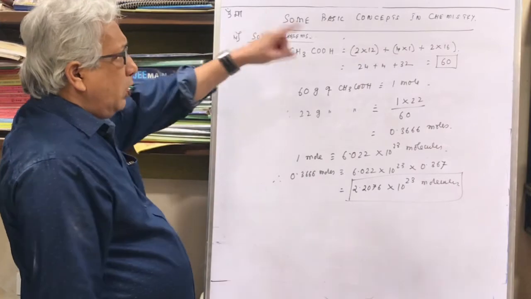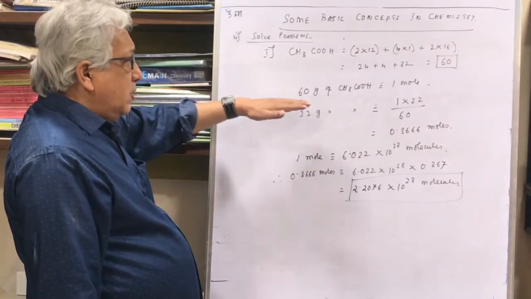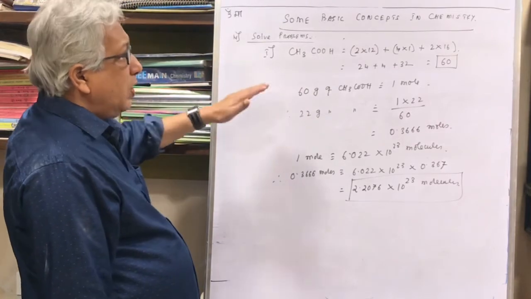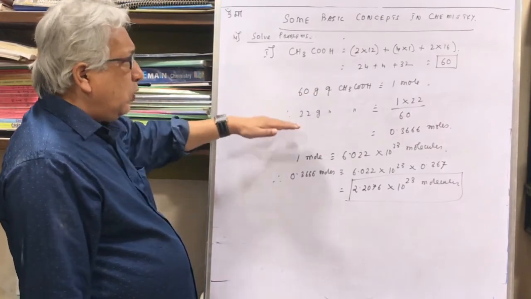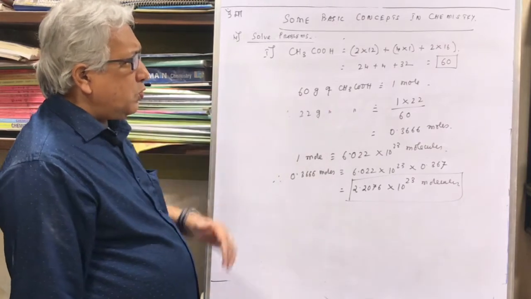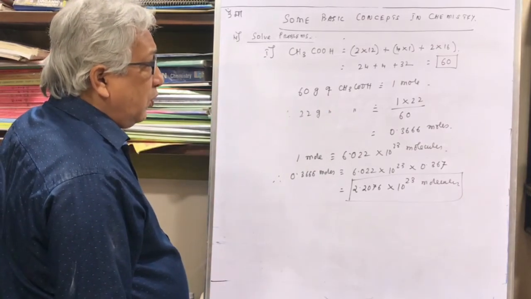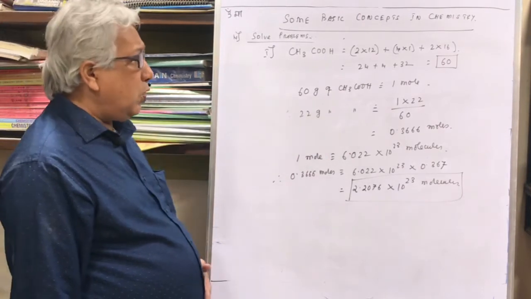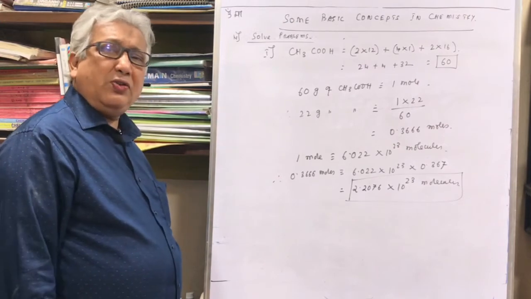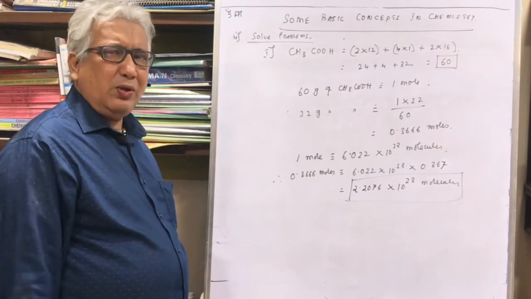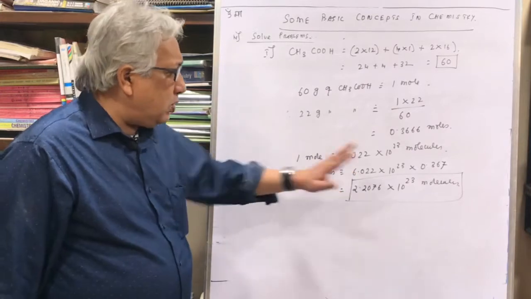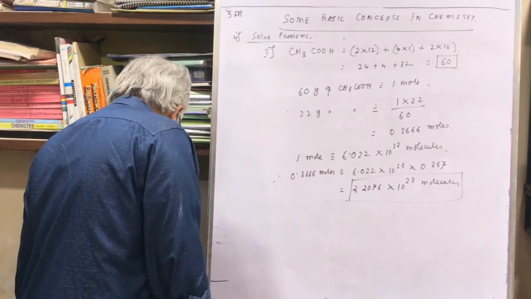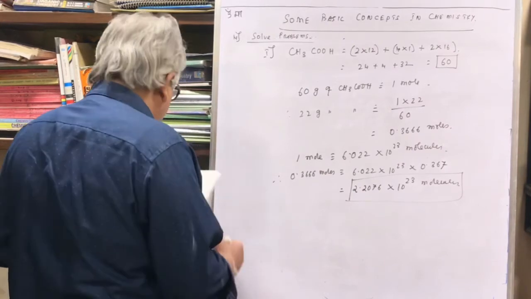So first I find out the molar mass, then I said 60 gram corresponds to 1 mole. So 22 gram, which is asked in the question, corresponds to 0.3666 moles. Now 1 mole corresponds to 6.022 into 10 raised to 23 molecules. So 0.3666, you can take it as 0.367 moles, correspond to these many molecules. So I is over. Now I come to the next problem, J.